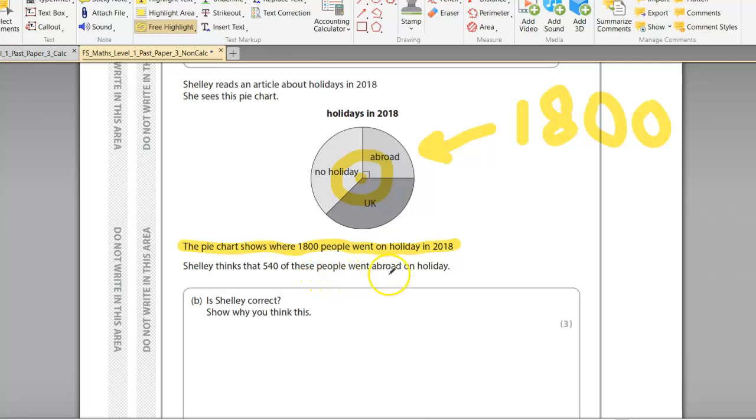Shelley thinks that 540 of these people went abroad on holiday. Well, when we look at the abroad section, which is this top right corner, look at the symbol we've got there in that corner. So as we know, when we've got that little square symbol there, that is the symbol for a right angle. So that means this 90-degree angle, and in a circle, of course, we've got 360 degrees.